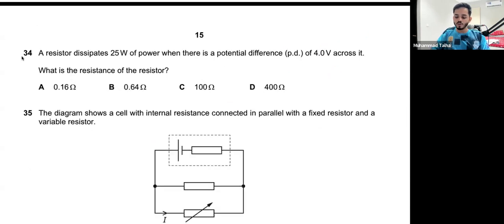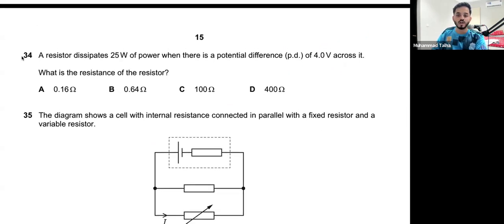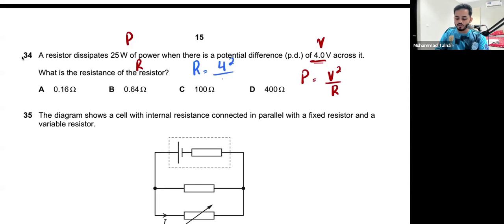Next, 34. A resistor dissipates 25 watts of power when there's a potential difference of 4 volts across it. What is the resistance? Power, voltage, resistance, P equals V squared over R. That's the most convenient thing to do. You could also choose to use P equals VI, then find out the current, then find out the resistance. This is the smart thing to do. So R would be V squared over P. So 4 squared over 25. So that's 16 over 25, which is B.